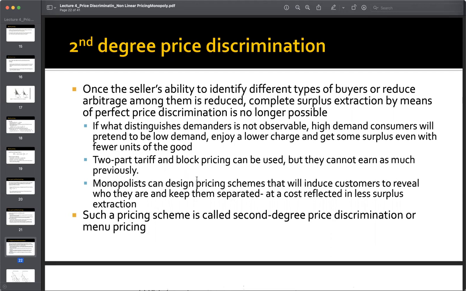Two-part tariff, which we discussed earlier, is a fixed fee and a per unit cost. Meanwhile, block pricing is a menu of quantities and the total charge, where the total charge is the entire surplus enjoyed by the consumer. They cannot earn as much as previously.